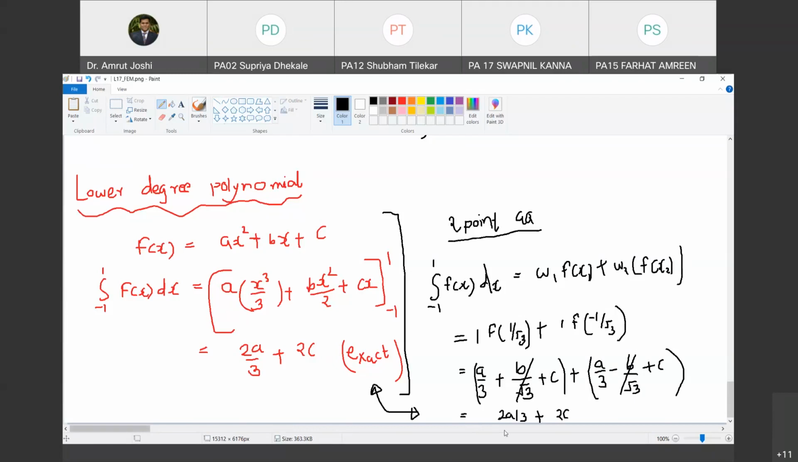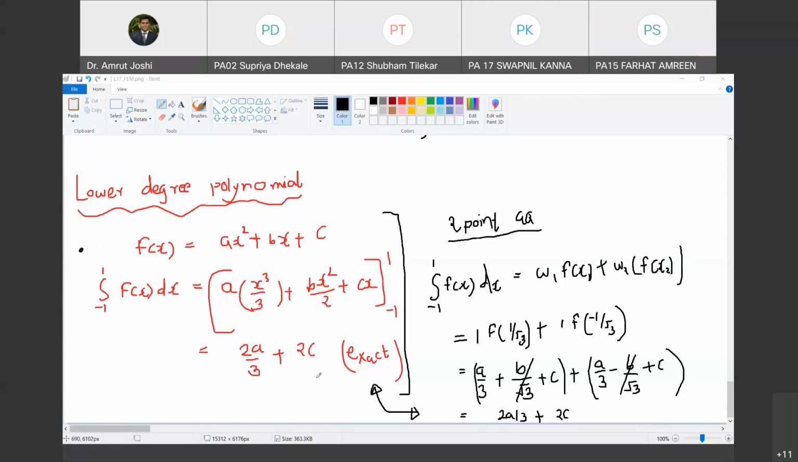Yes. So what is our understanding? If I consider a quadratic polynomial and try to integrate it within -1 to 1 using 2-point Gauss quadrature, it yields the exact integration. Are you with me? Yes, sir. So 2-point Gauss quadrature is giving exact results for cubic, but for quadratic also it is giving exact integration. Are you with me?